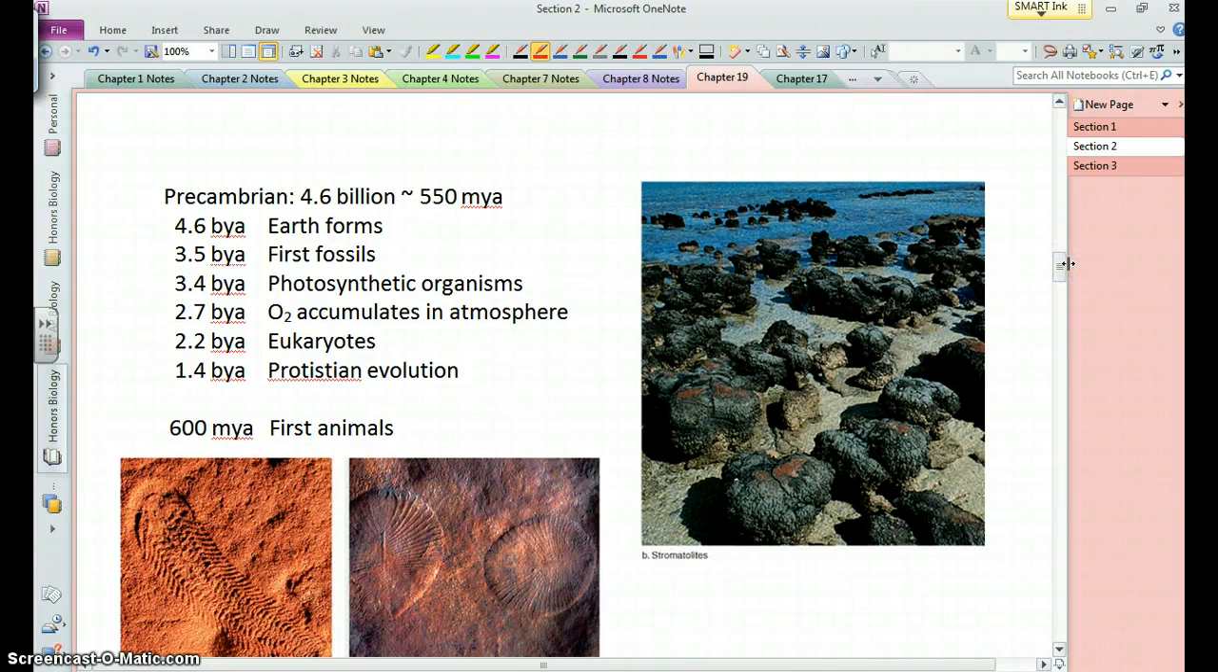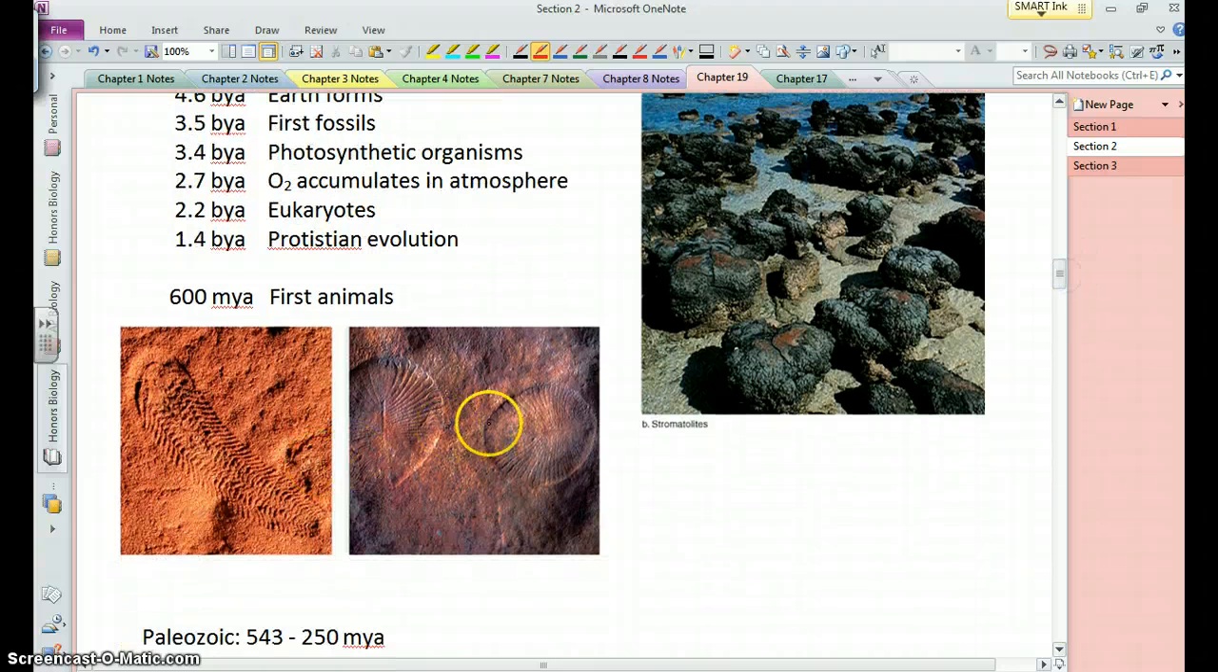The first fossil is about 3.5. Photosynthesis 3.4. Eukaryotes 2.2, and then the formation of the first protistans at this time as well. And the first animals about 600 million years ago, and you can see some fossils of the first animals here.